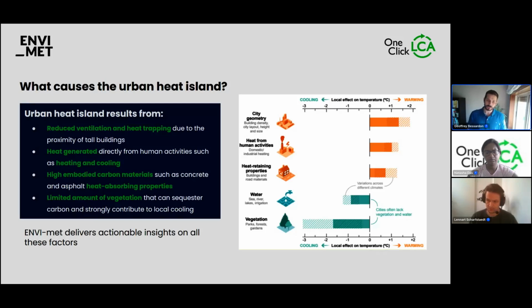And one thing that is also related to our main activity at One Click LCA is the heat retaining property of asphalt and concrete, because these are high embodied carbon materials that we can study the effect of in the life cycle assessment with One Click LCA, and they also have high heat retaining properties, which is something that also affects the urban heat island. So next slide, Leonard.